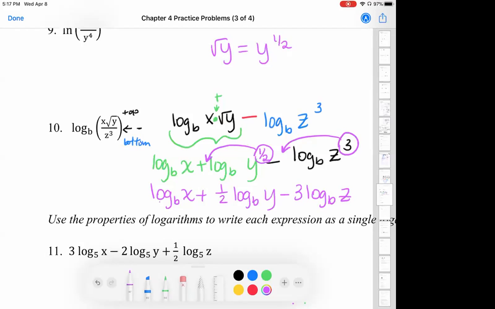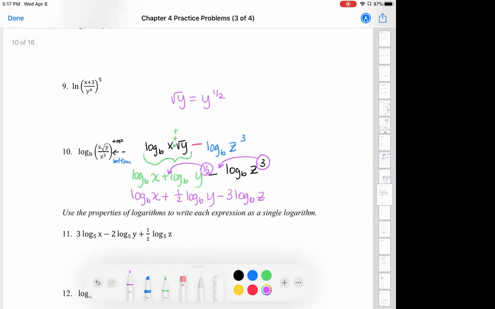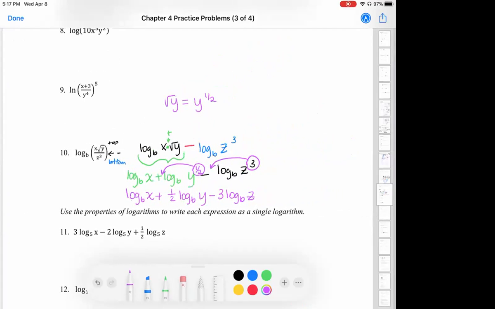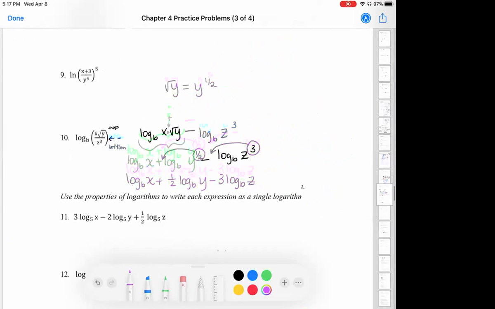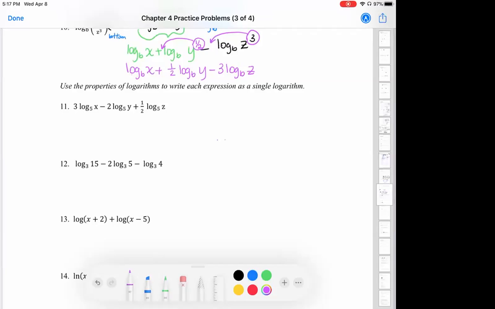All right, next we have 12. And these are good questions because these are tricky. I remember when I first learned them, they were tricky, and when I tutored them, it was a totally new concept. It takes a while to kind of take in. All right, so our instruction for 12 reads, use the properties of logarithms to write each expression as a single logarithm. So our goal is to only write log once.